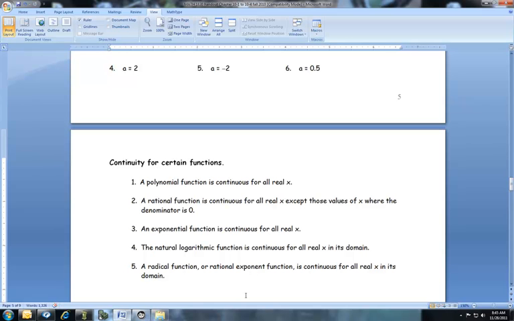So guys, the domain plays a big role in continuity. If you can tell me the domain, you can tell me where the function is continuous. So that's all for this particular part of this section.